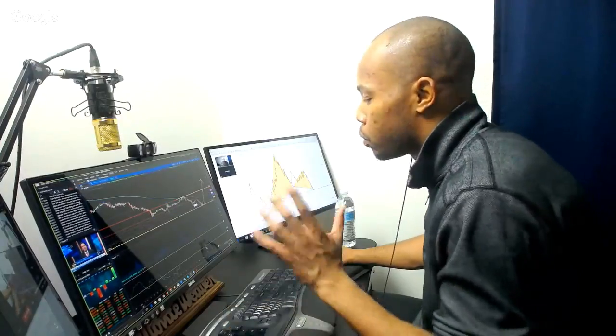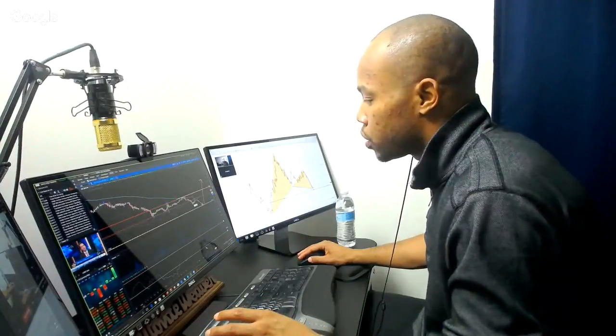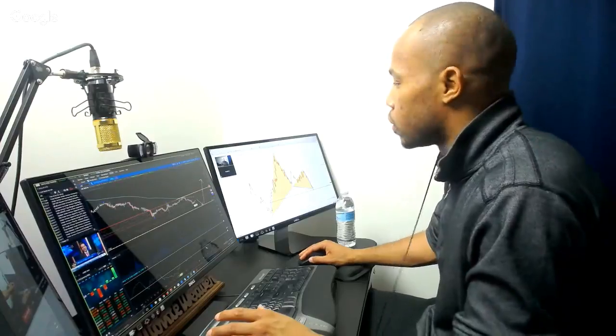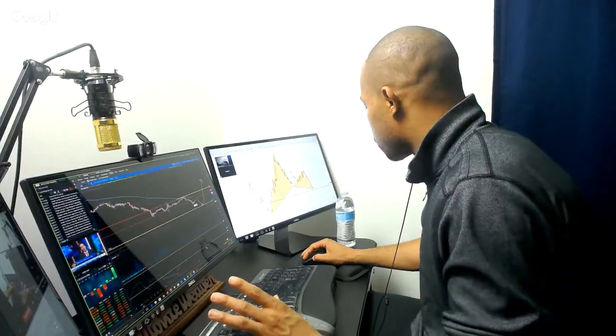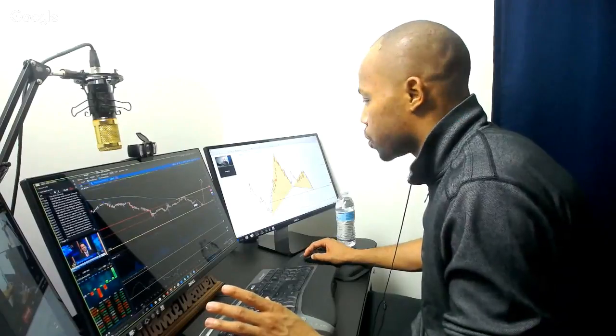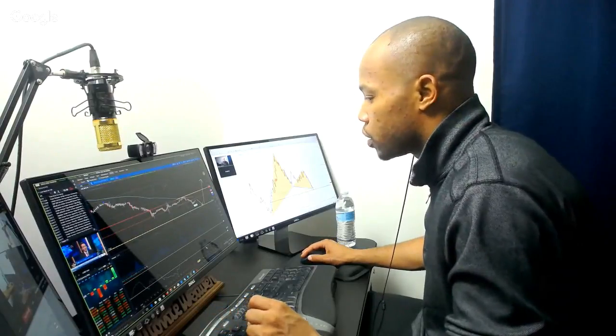So I'm more patient when I'm using Fibonacci, waiting until it gets down to that level. That's about it for that particular one. So that's gold, 1237 entry. I've got 2 indicators to get in on that.